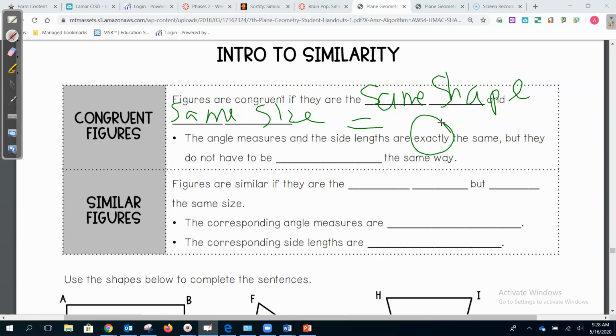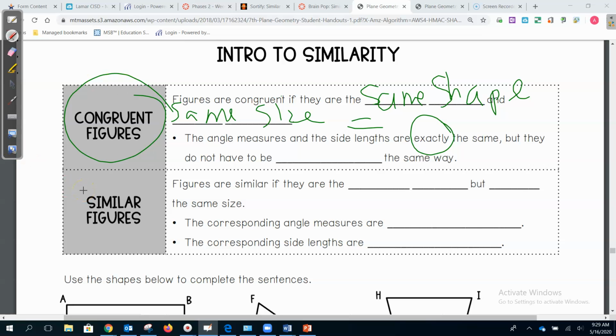But they do not have to be laid out in the same way. It's kind of hard to describe that. So you could flip it, you could turn it upside down, and it's going to be the same exact shape. Congruent figures. So that brings us to similar figures.